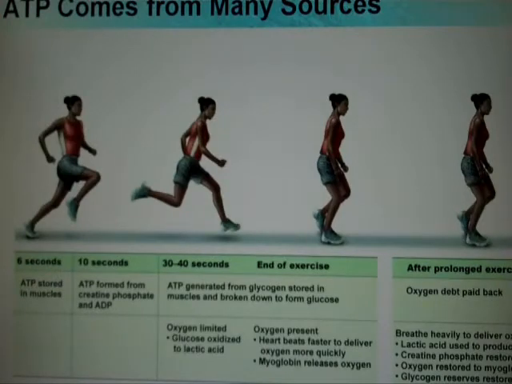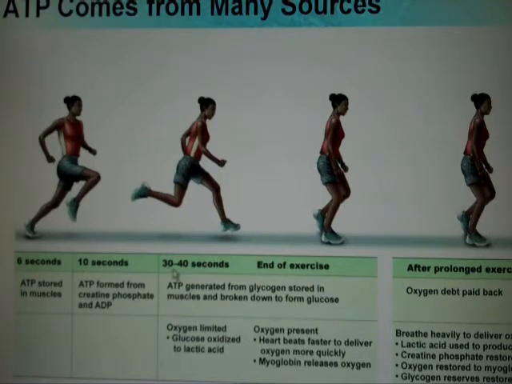So let's see how it plays out here. Here you have the first 6 seconds. Within the first 6 seconds, you're going to be relying on ATP stored in the muscle. So in the first 6 seconds of exercise, you're using up the ATP that you've stored. Within 10 seconds, you've recycled that ATP with the help of creatine phosphate. But you've already used that up too. So now you need another source of energy.